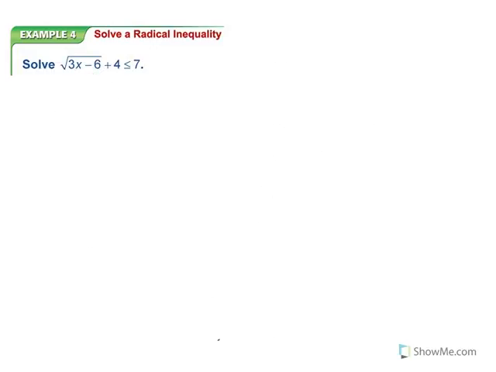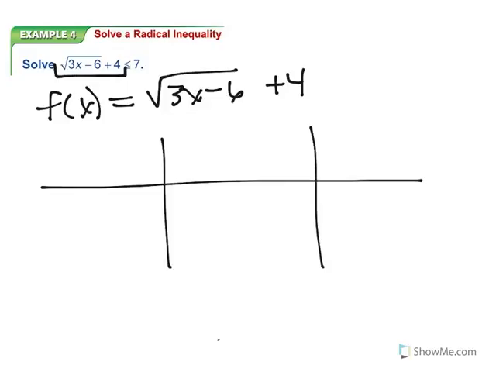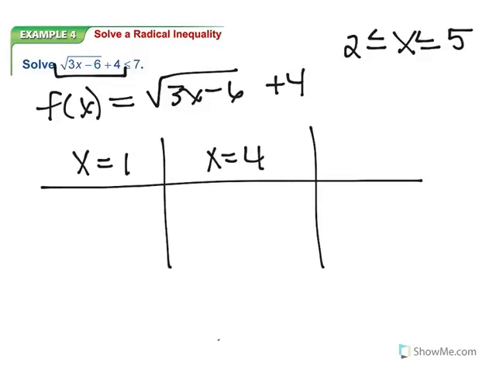To check this type of answer, we can just say f of x equals our expression on this side, the square root of 3x minus 6 plus 4. We can put this into our calculator and make a table of values, or you can just do it by hand. Since we know that our solution is 2 is less than or equal to x is less than or equal to 5, we're going to pick a value that's smaller than 2, in between 2 and 5, and then greater than 5. Let's say x equals 1, x equals 4, and x equals 6.